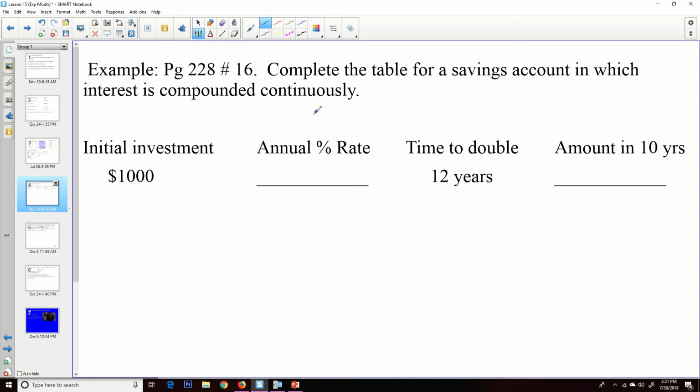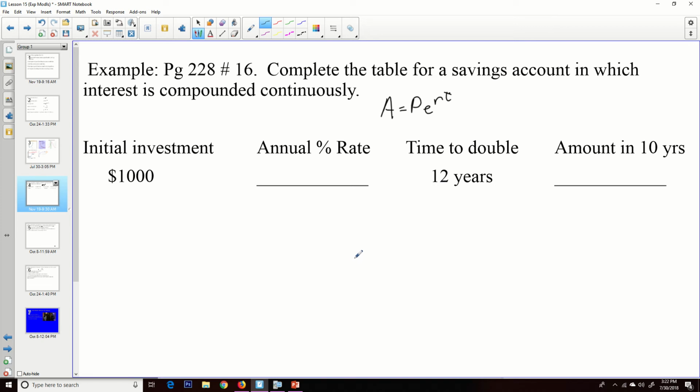So the moment it says compounded continuously, we're thinking A equals Pe^(rt). And that is the equation that we will be using. It asks us to fill in 2 different values: the annual rate and the amount in 10 years. Well, certainly we can't solve for both of them at the same time, and certainly one of these questions is easier to solve first than the other. So let's talk about which one I should solve first.